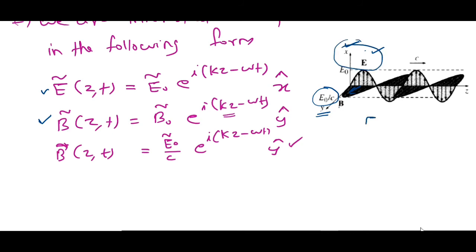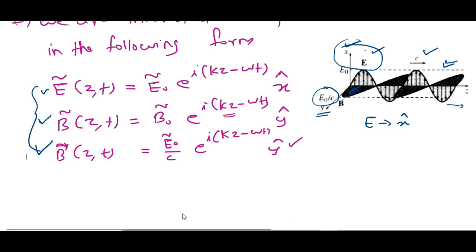The electric field is along the x direction. Therefore, the EM wave is polarized along the x direction, and the propagation is along the z direction. This is a real representation of the propagation of the electromagnetic wave, which has electric field along the x direction and magnetic field along the y direction. That is represented mathematically by these equations.